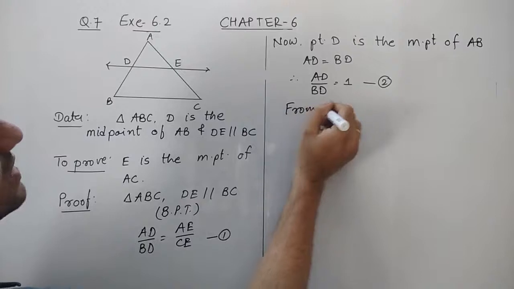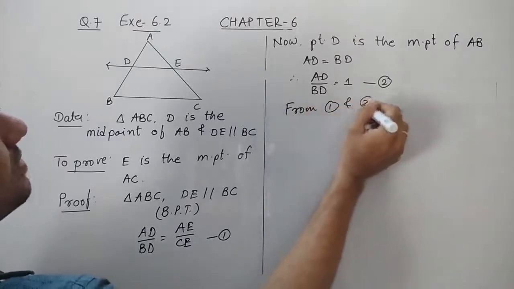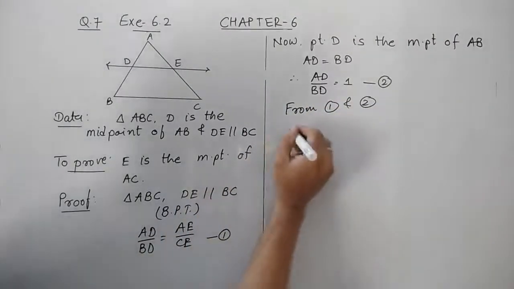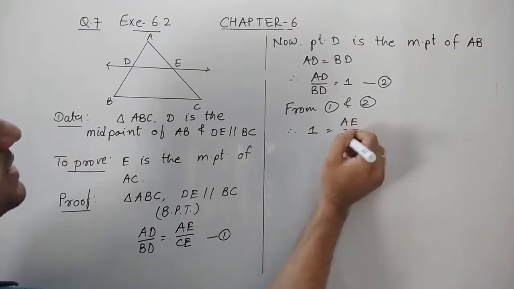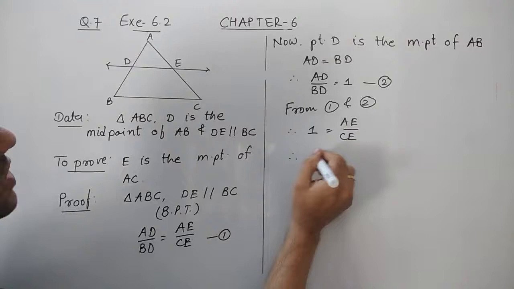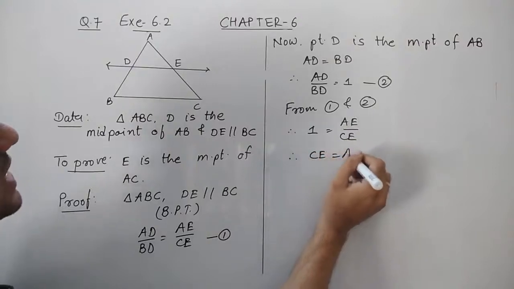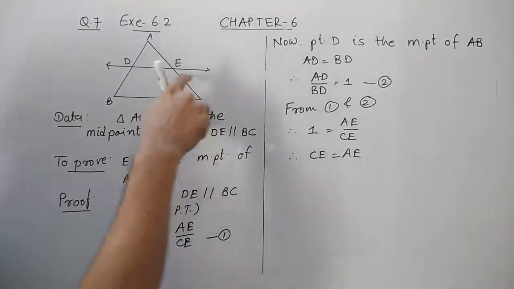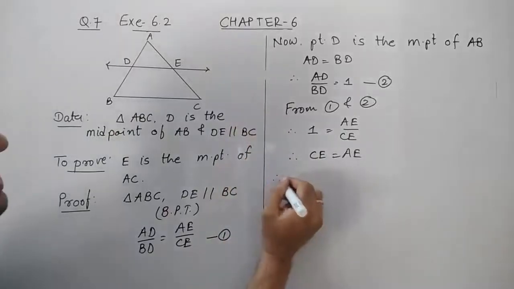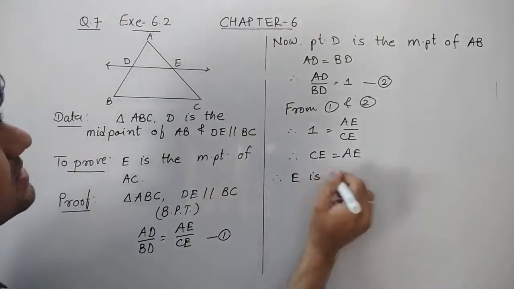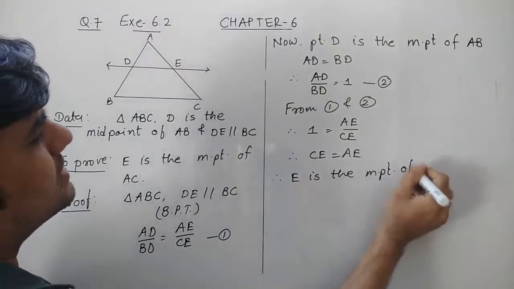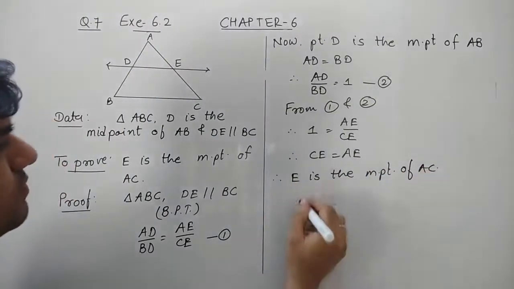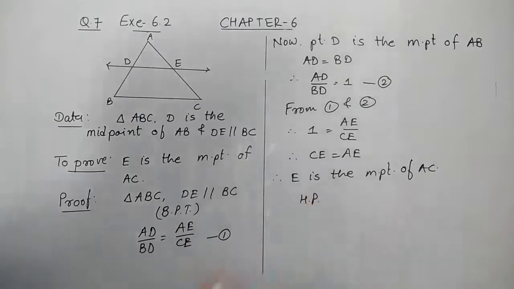So from equation 1 and 2, I will substitute 1 for the value of AD upon BD. So we obtain AE upon EC equals 1. So this is what we obtain: EC is equal to AE. So when EC is the same as AE, we come to the conclusion that E is the midpoint of AC. This is what we have to prove. Hence the theorem, or we can say this question, is proved.